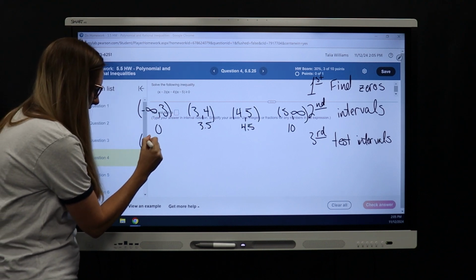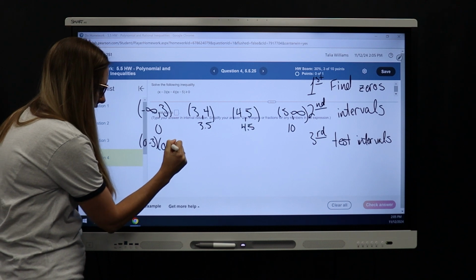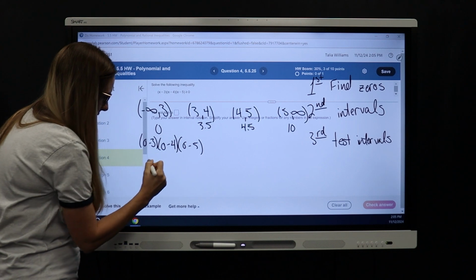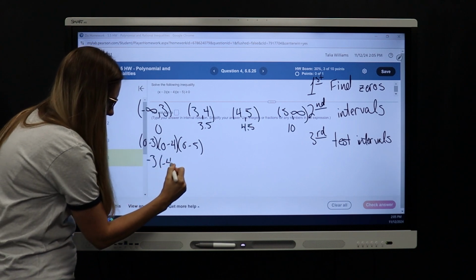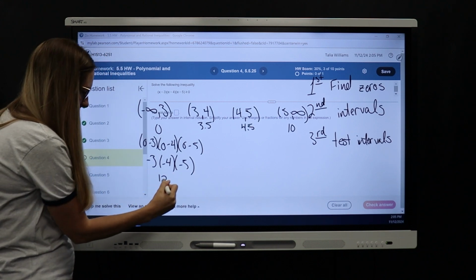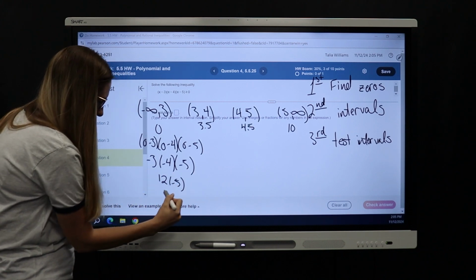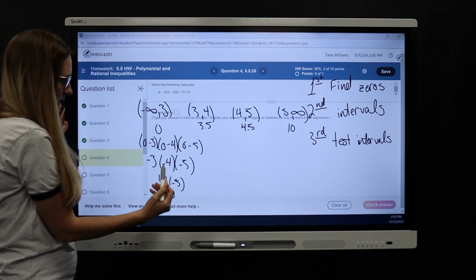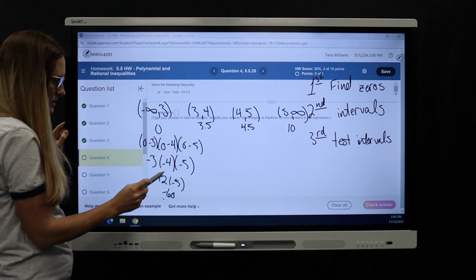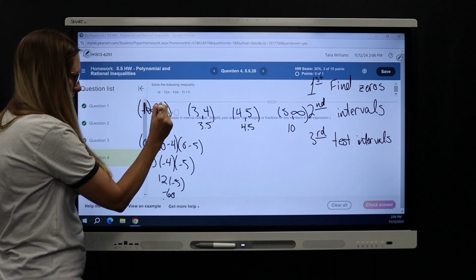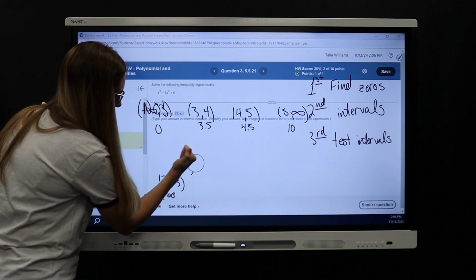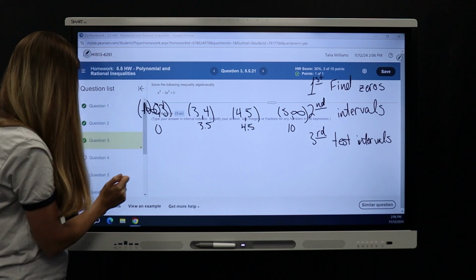All right, so we have 0 subtract 3, 0 subtract 4, and 0 subtract 5. So I'm going to have negative 3 times negative 4 times negative 5. Negative 3 times negative 4 would be 12, times negative 5, which is negative 60. Is negative 60 greater than or equal to 0? It's less than, so this one is a no. And I'm going to go ahead and erase this so I still have room.